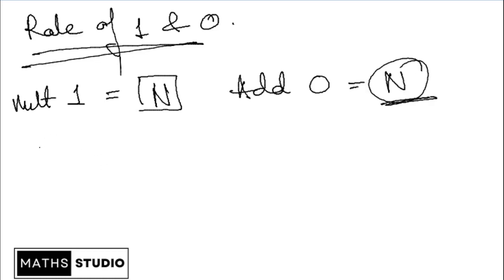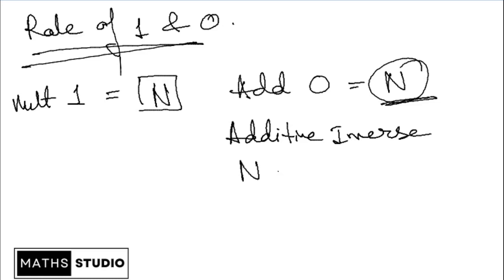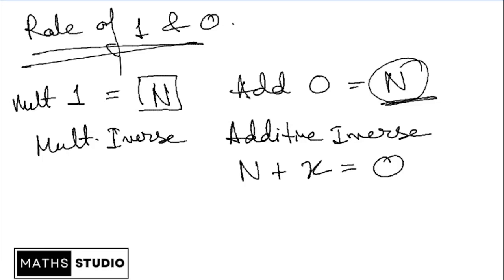Okay, so the concept of additive inverse is you add a number with another number such that the overall result is 0. And in case of multiplicative inverse, you multiply one number with such a number so that the result is 1. Okay, so let us take an example of additive inverse first.